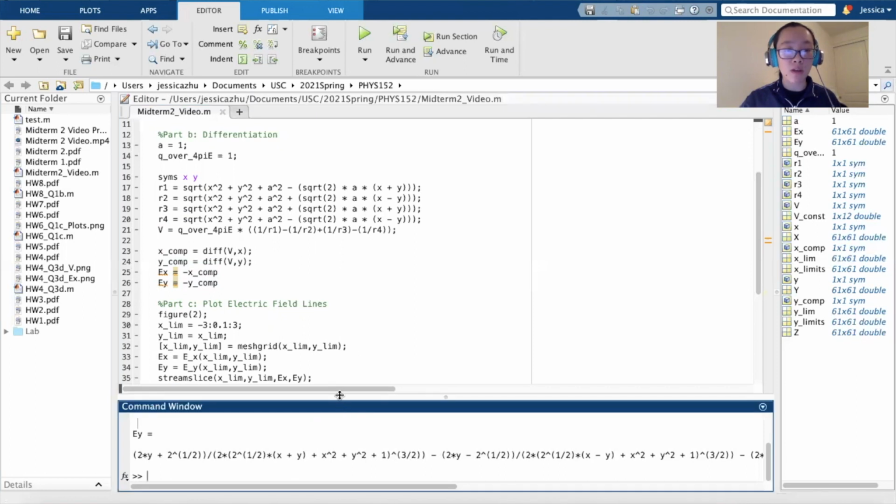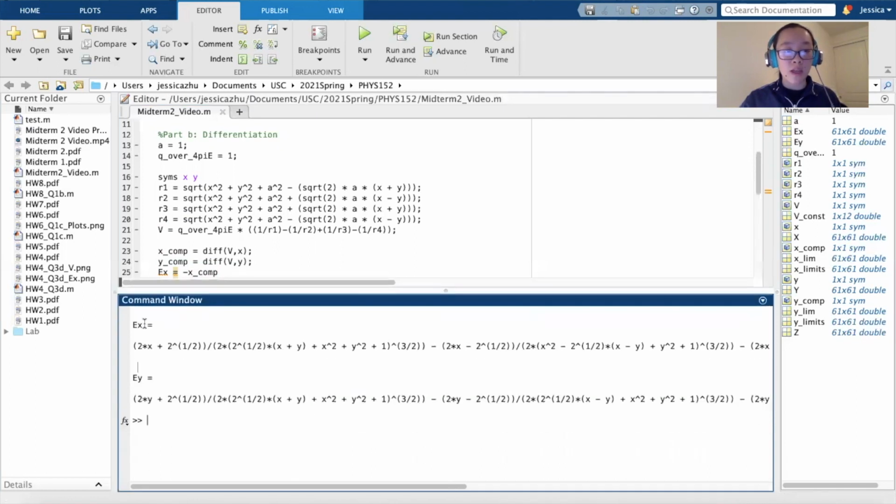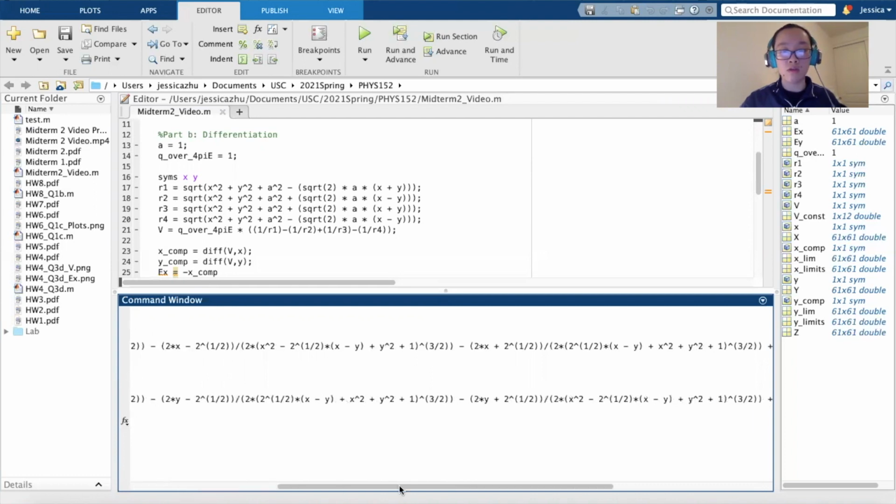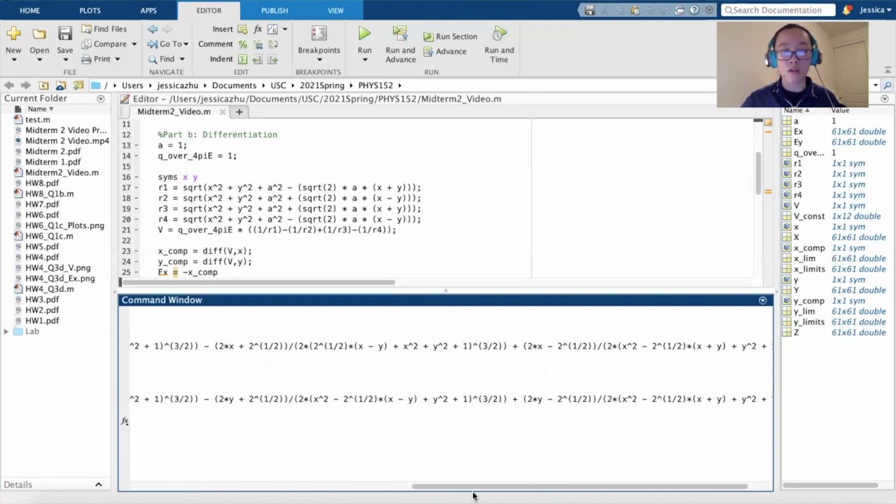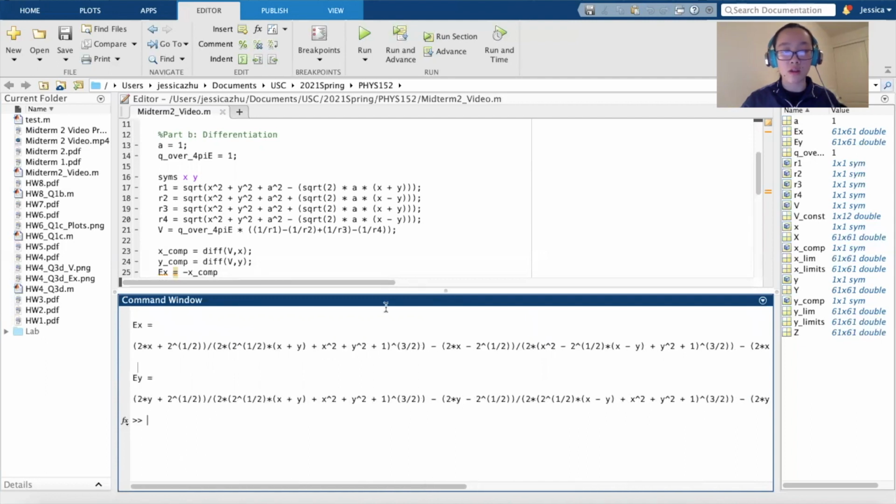Here in my command window, Ex is the x component of the electric field and Ey is the y component of the electric field. And as I scroll, this is the whole differentiation.